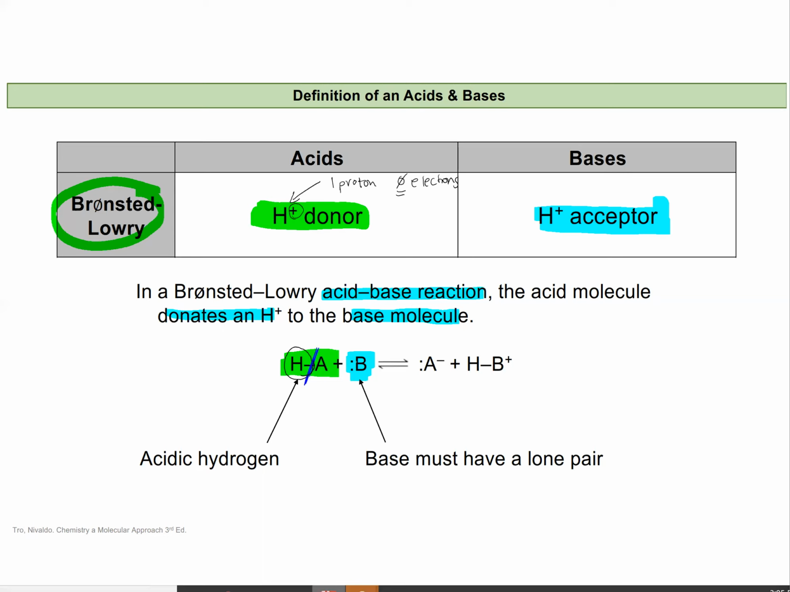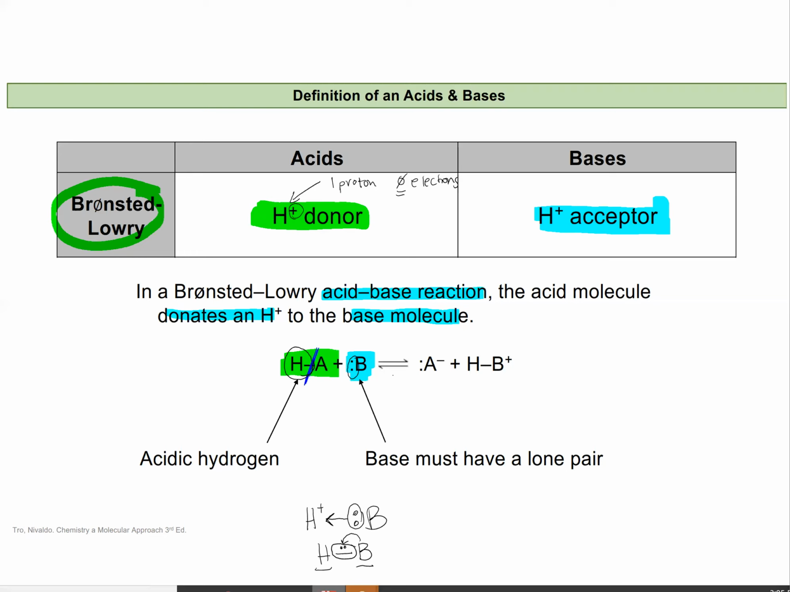Now, all bases are going to be required to have a lone pair of electrons somewhere on them. And that lone pair of electrons on the base is going to form a bond by donating both of the electrons to the proton. And so we'll end up with a bond between the hydrogen and the rest of the base. In this case, the two electrons that are part of this bond both came from the base, but are now shared between the hydrogen and the rest of the base.